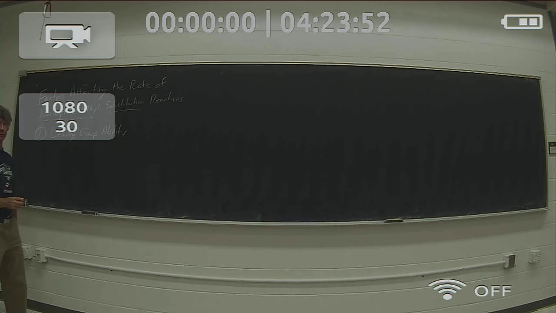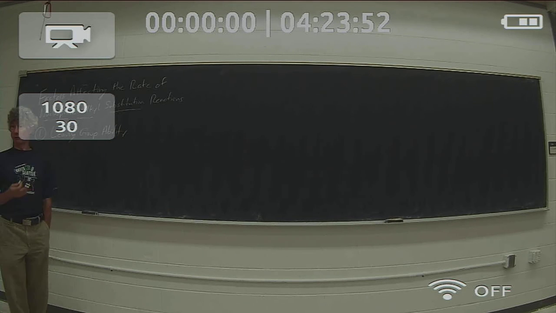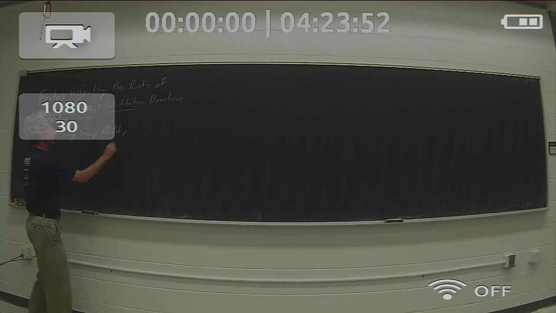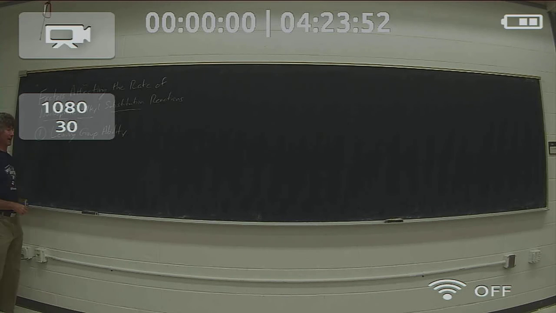In order for a substitution reaction to occur, the leaving group has to leave. And how good it is at leaving will affect the reaction rate. The more stable the anion, the faster it will be.